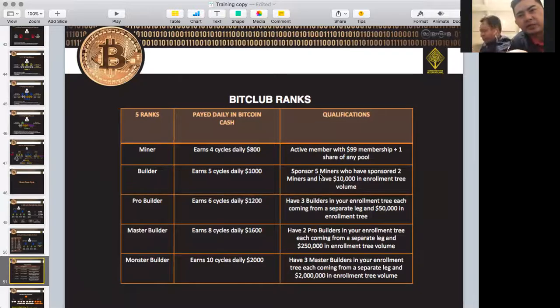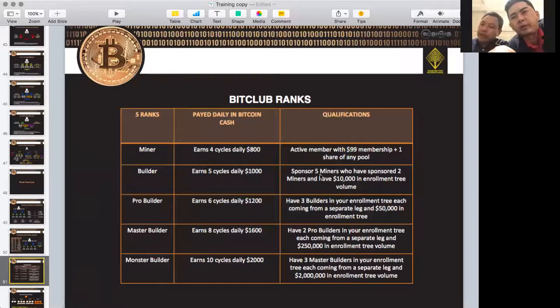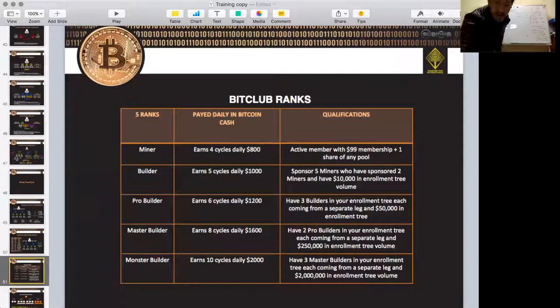Do you understand Alan's question? His audio keeps breaking up. He says that to become a builder, you have to recruit 5, right? So in our tree, for example, 9, 10, 11, 12, 13, and each of those 5 has to recruit 2. That will make him become a builder. So he has 1, 2, 3, 4, 5. Let's say my 9, 11, 12, 13, 14.